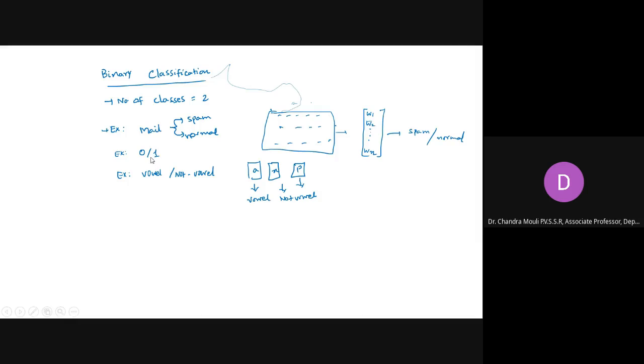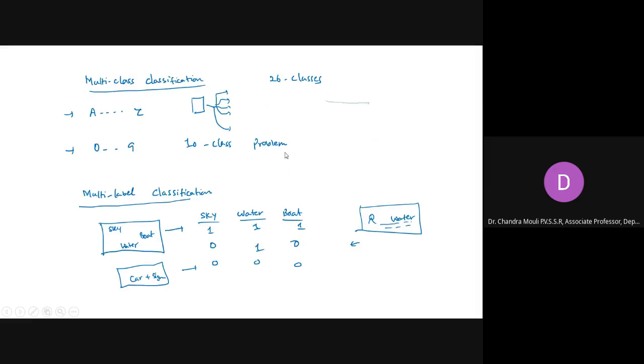Handwritten digit as a 0 or 1, or categorize incoming mail as spam or a normal one. Then in multi-class, you extend those classifiers for all the possible 26 classes. In the English alphabet, you get a 26-class classification problem. Or if you extend to all the digits in handwritten digit recognition, then it becomes a 10-class problem.